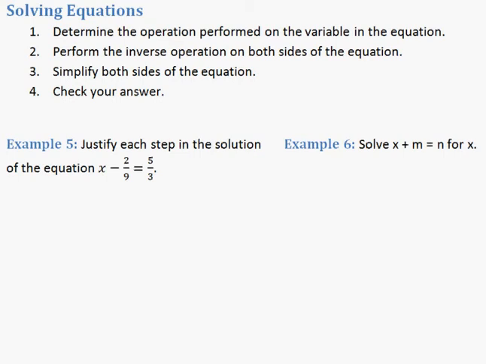Looking here, it says justify each step in the solution of the equation. So we're going to go ahead and start with this equation. This just gets us to think through why we're doing what we're doing. So what we usually do is we write something in there and we state why we know it's true. Now, how do I know this original equation is true? Because that's the equation I started with. That was given to us, so that was given information.